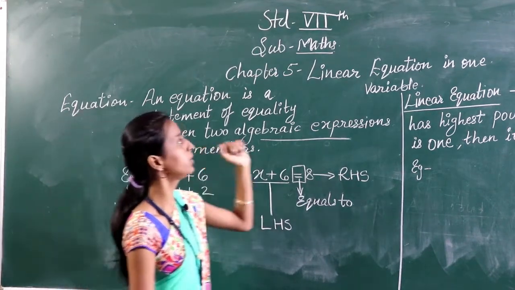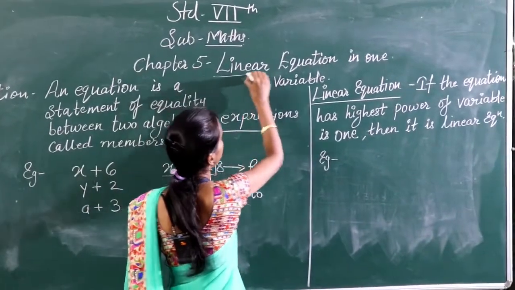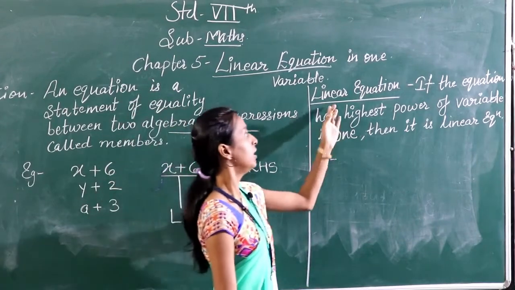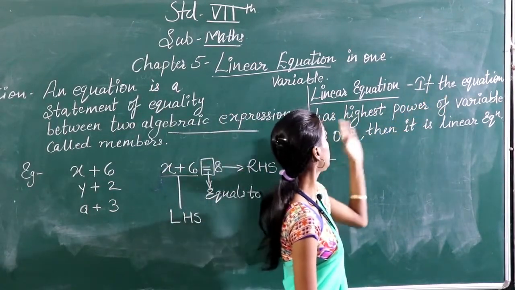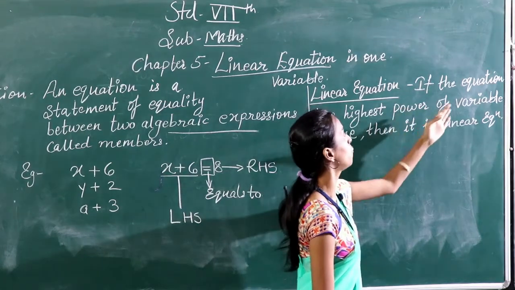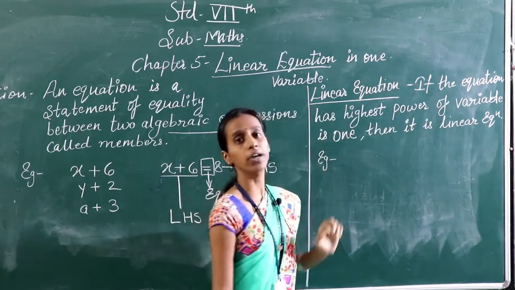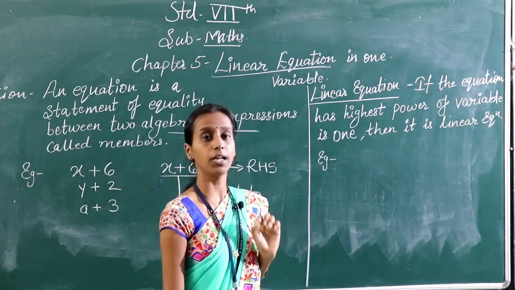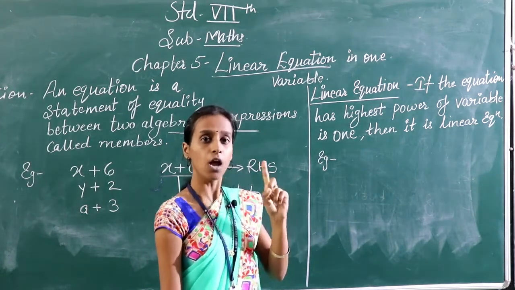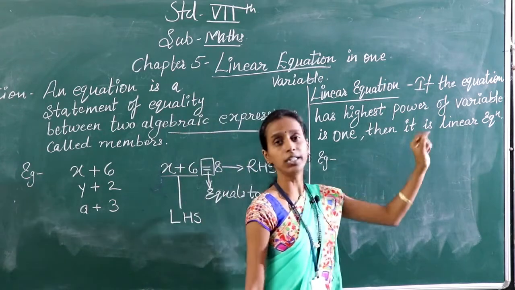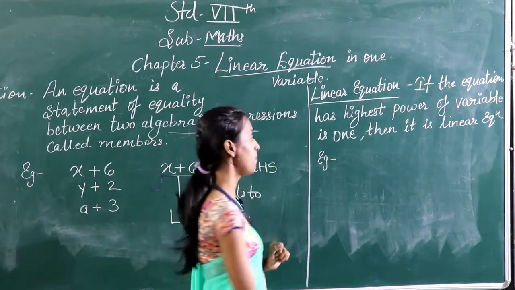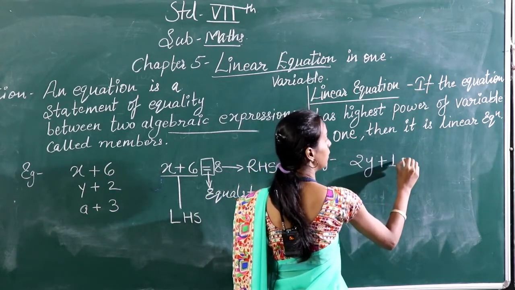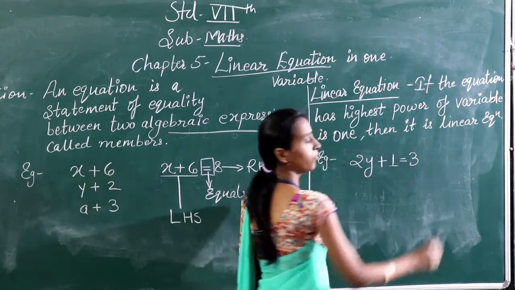Now according to our chapter we have linear equation. So what is a linear equation? If the highest power of the variable in an equation is 1, then it is called a linear equation. For example, if I take 2y plus 1 equals 3.